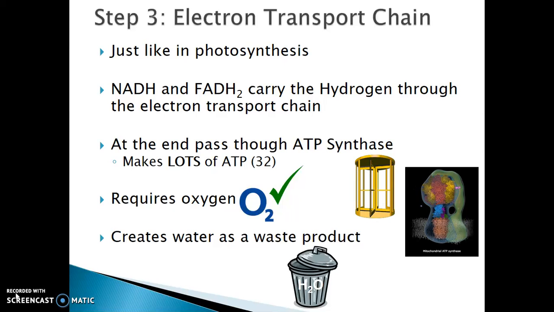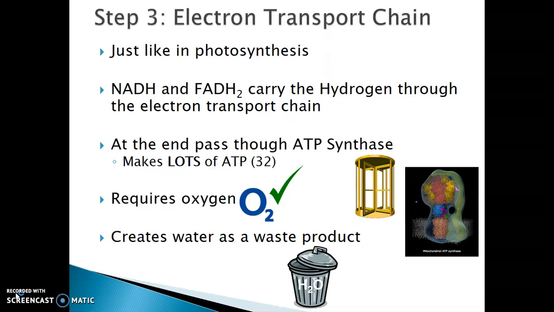Okay, so these high-speed taxicabs are going to go flying through ATP synthase, which is like a revolving door. You can see the actual molecule here. And there's going to be so many of them passing through so fast that it's going to spin so fast that it's going to slam together tons of ADP and phosphates to make lots of ATP. Now, textbooks will argue a little bit as to exactly how many ATP are going to be made, but the accepted number that is given most often is 32 ATP in this step, okay, 32 ATP.